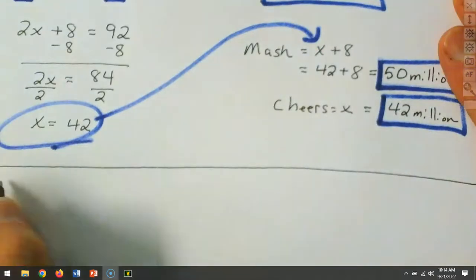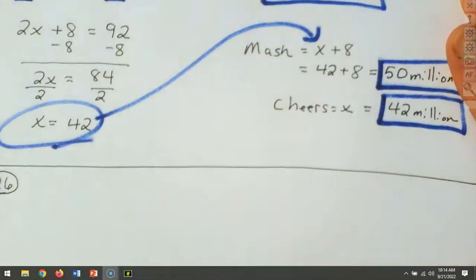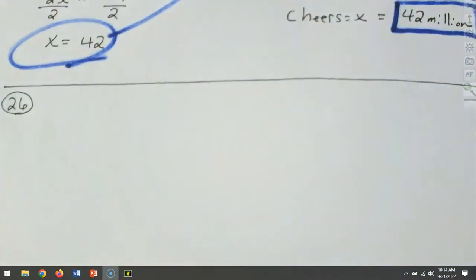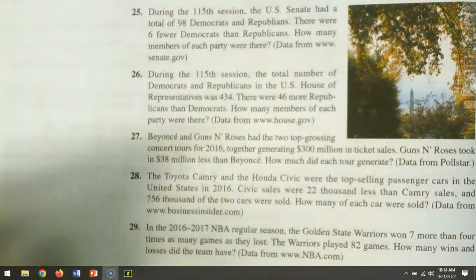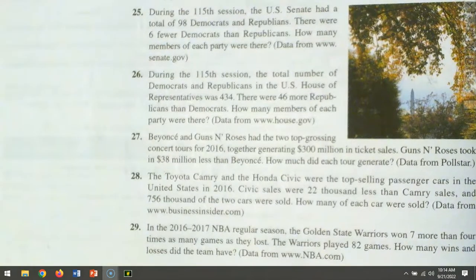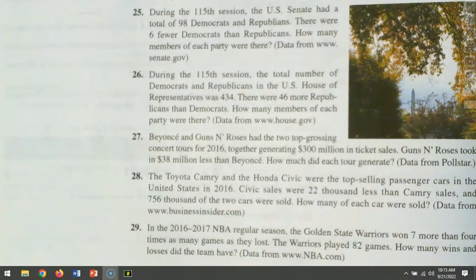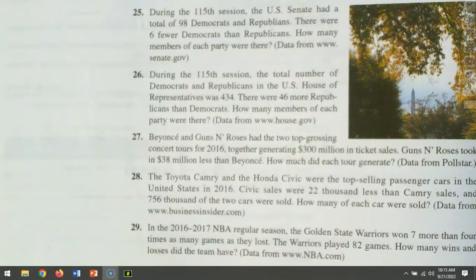Let's do question 26. We're going to look now at question 26 here. During the 115th session, the total number of Democrats and Republicans in the House of Representatives was 434. There were 46 more Republicans than Democrats. How many members of each party were there?